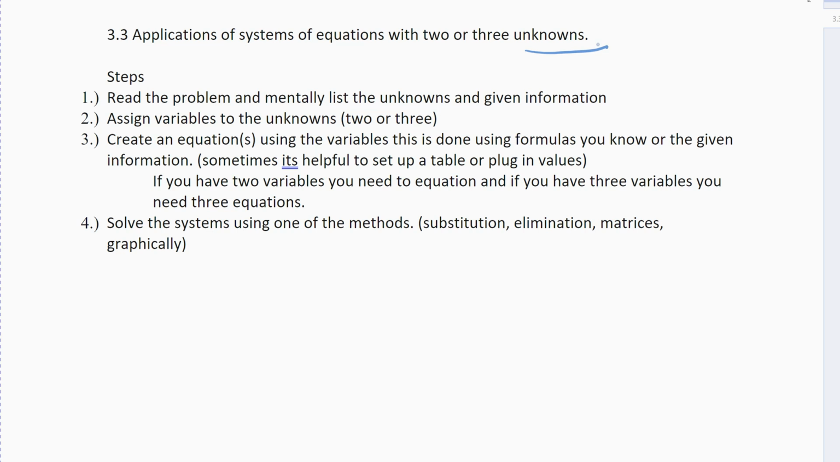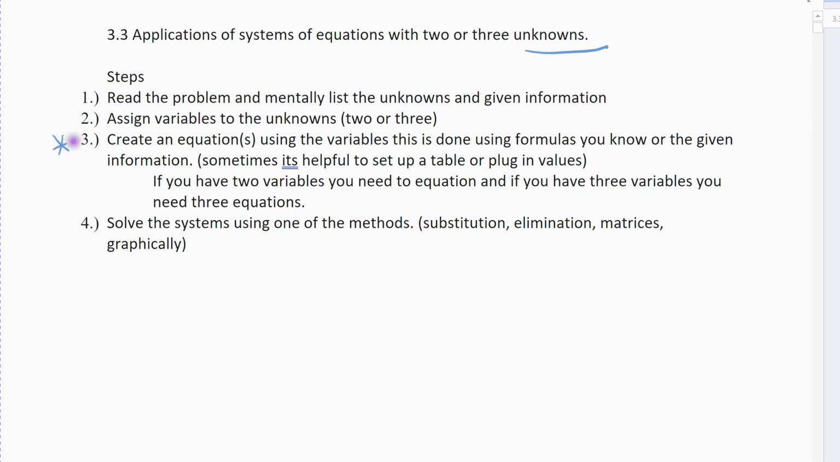And again, our applications have two or three, so there should be two variable terms or three variable terms. If you have two variable terms, you should be able to come up with two equations. If you have three variable terms, you come up with three equations. You have to have the same number of equations as unknowns in order to solve the problem. Alright, so that's step 2.